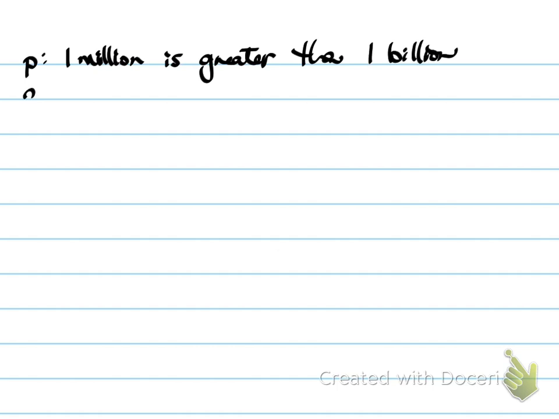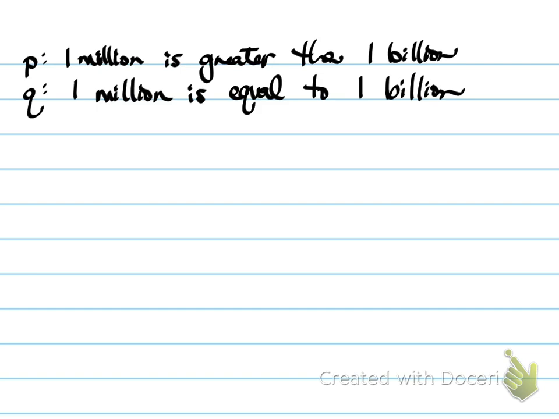All right, last one. P is 1 million is greater than 1 billion. And Q is 1 million is equal to 1 billion. And we want to come up with a truth table for P or Q and not P. Okay. But we don't, not a truth table, just a truth value.